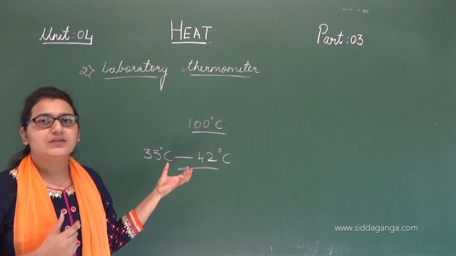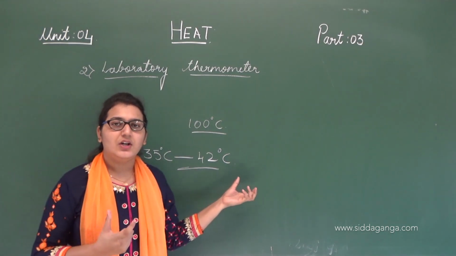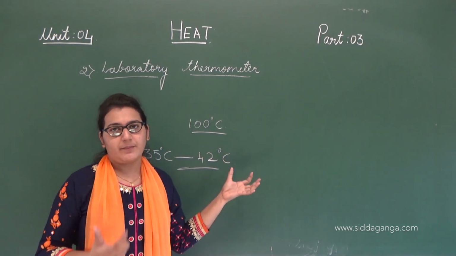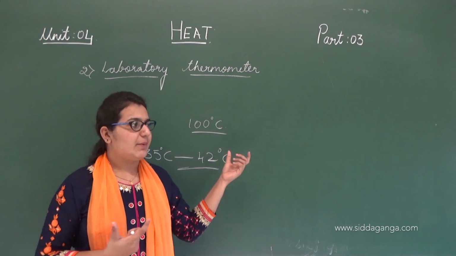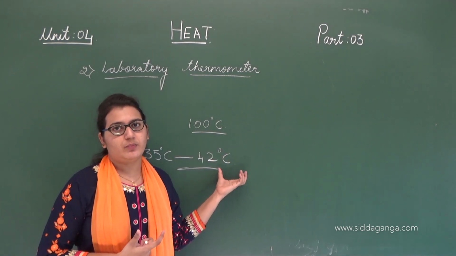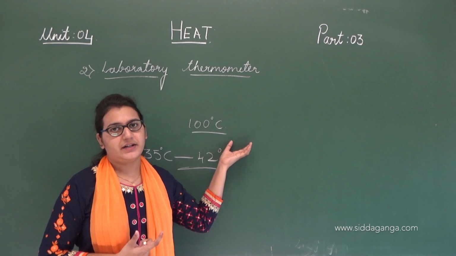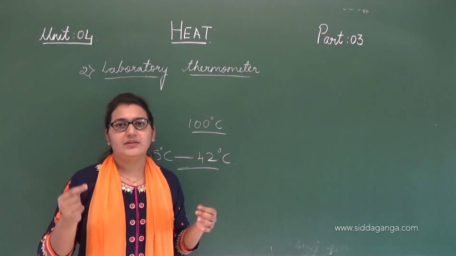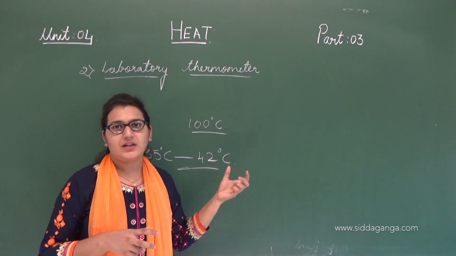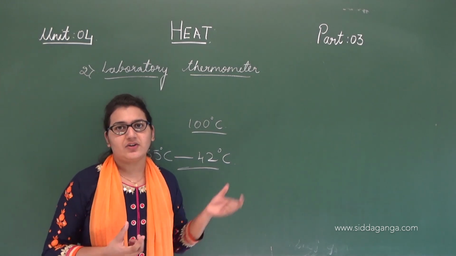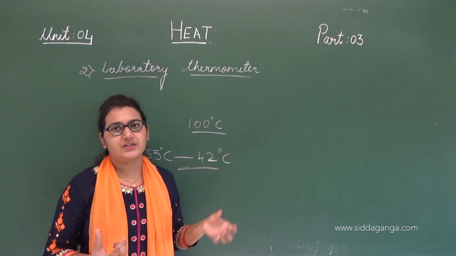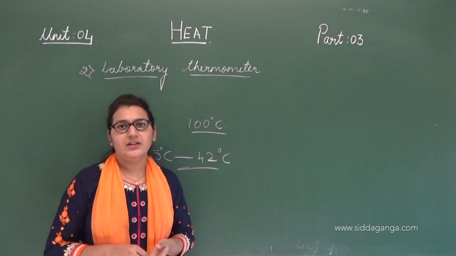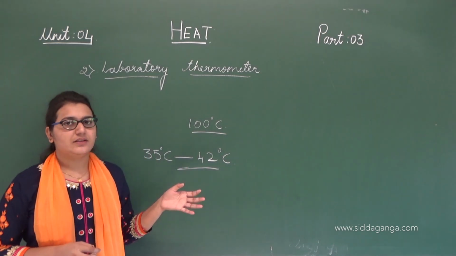If we use this clinical thermometer to measure the boiling point, what happens? The maximum temperature it can read is 42, but the boiling point of water is 100, so it cannot read this temperature. The clinical thermometer is a glass tube, and it cannot handle this much temperature. It just breaks, and we cannot use it.